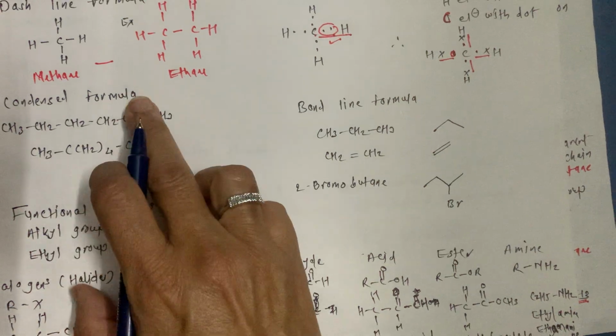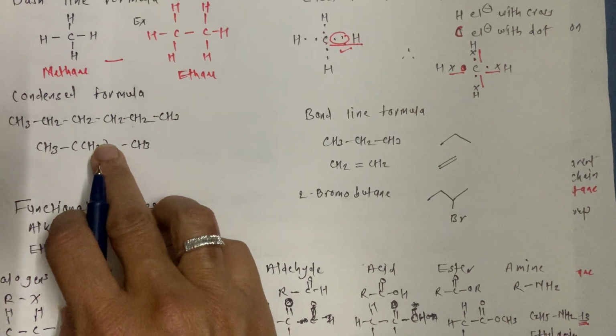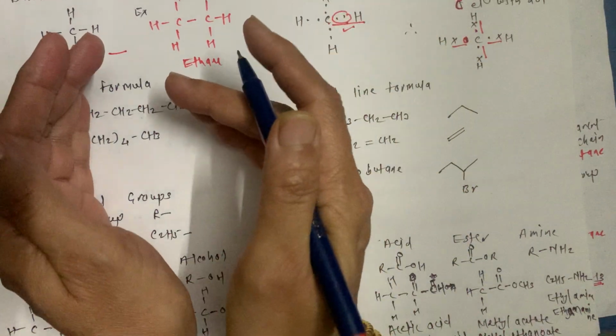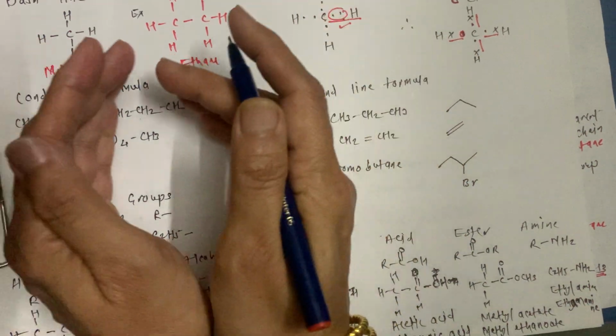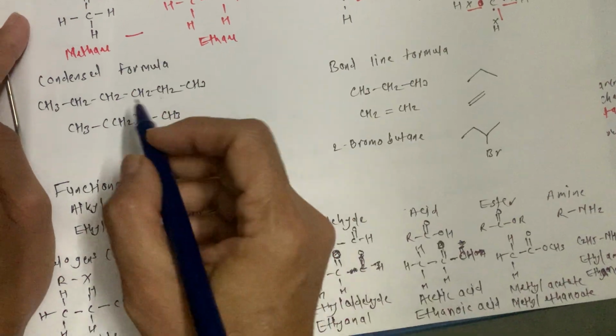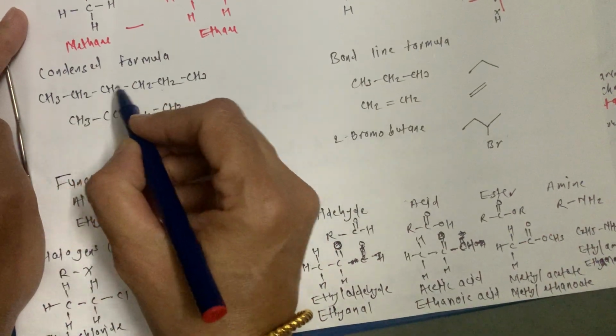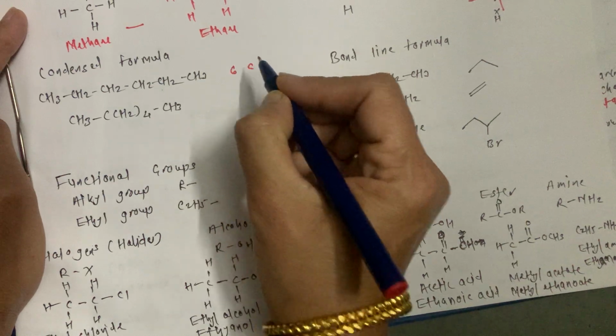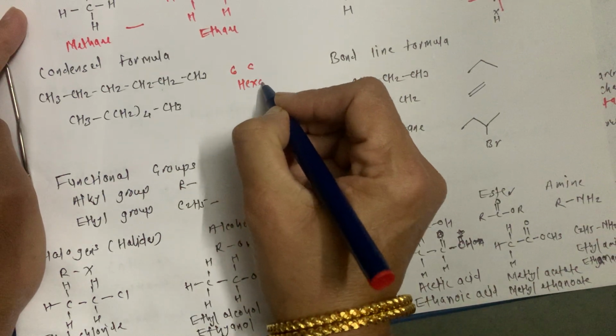Then next one is condensed formula. Now what is condensed formula? Condensed means we reduce the structure. So for example, here 1 2 3 4 5 6 carbons. So this is our hexane.